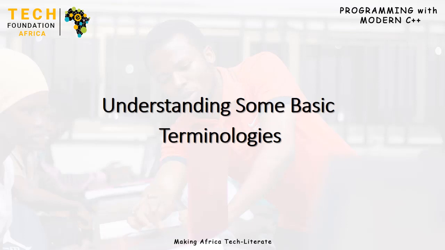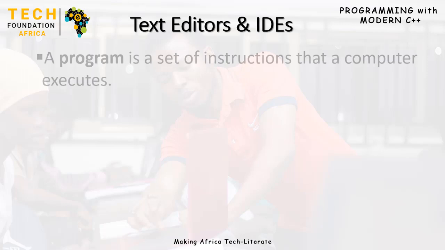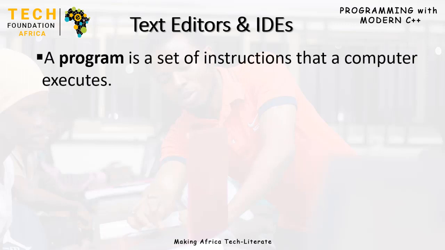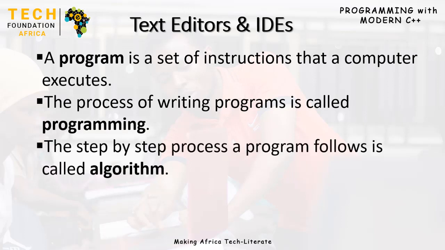Okay, now, like every field of study, there are always some terminologies. Your success in the field is partly dependent on your ability to understand these terminologies. So let's look at some terminologies associated with programming. You've heard of a program. A program is nothing but a set of instructions that a computer executes. The process of writing programs is what we call programming. Now, the step-by-step process that a program follows is called an algorithm. In cooking, when a chef is cooking, he follows what we call a recipe. So a recipe is analogous to an algorithm in programming.